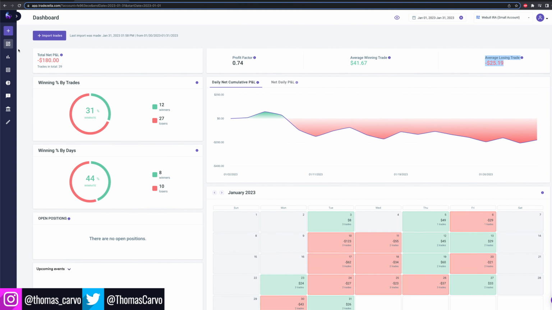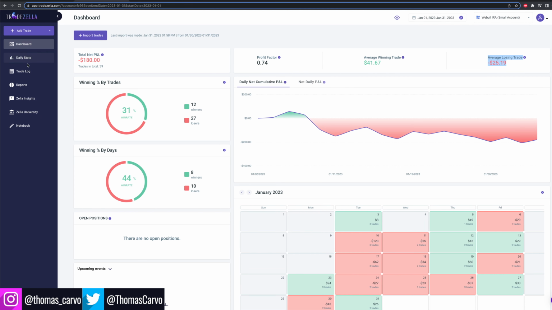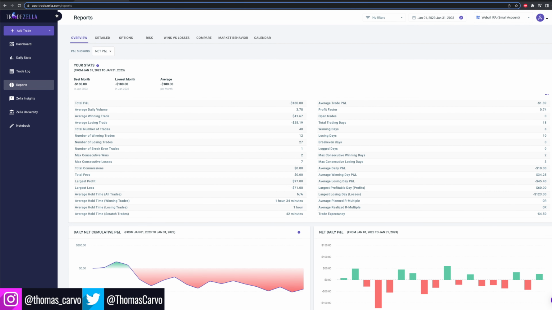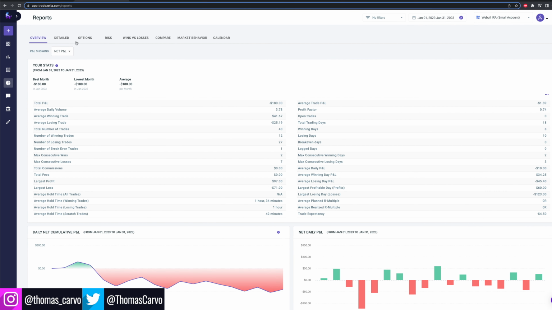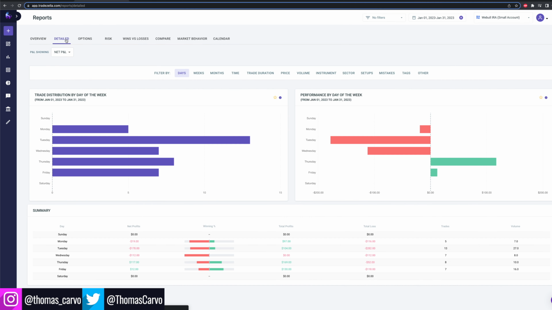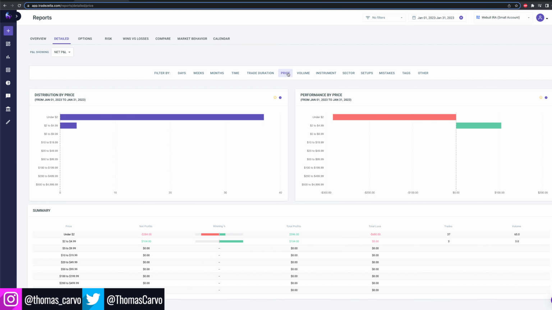So I got to dive deeper into the data. Let's dive into some of the reports and some of the data here from TradeZealot. I'm going to go deeper into the detailed section. As I was diving through this, what I want to know is, what happens if I take certain trades or certain option contracts that are different prices? Go to price. What do we see?